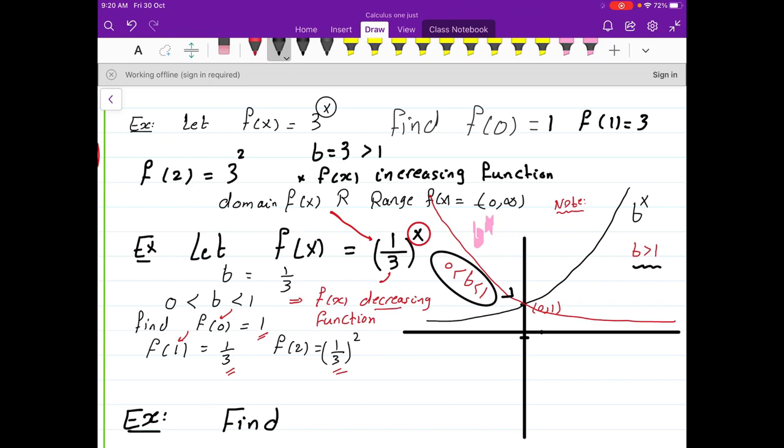Now if you take f(x) equal 1 over 4 to the power x, this function will be decreasing. Why? Since b equals 1 over 4. So this is the graph. Okay.